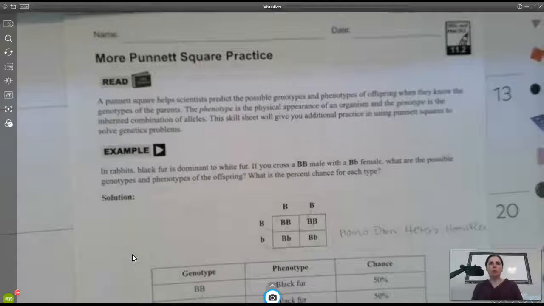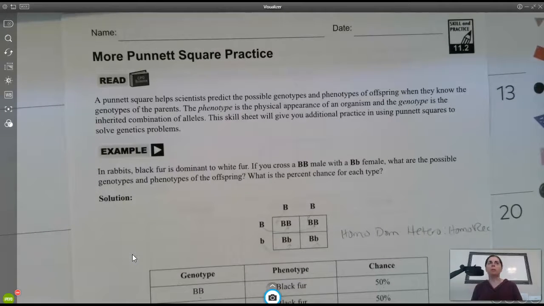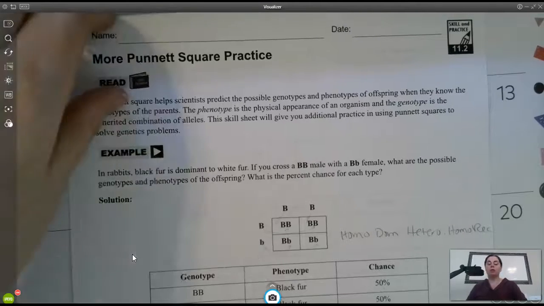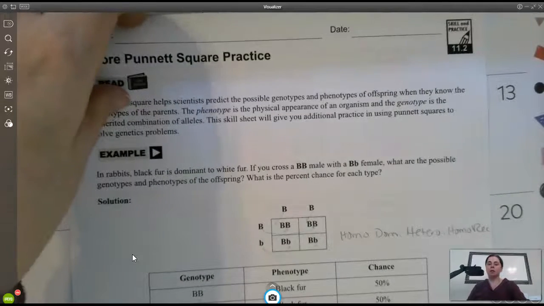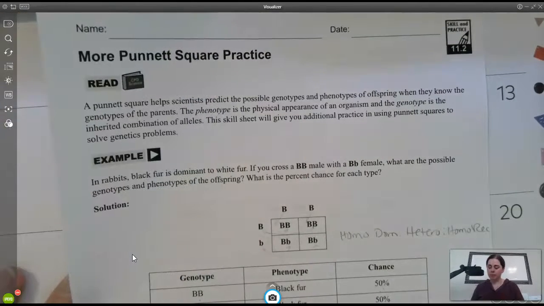Hey guys, so we're going to go over the more Punnett Square practice that I assigned on Thursday and Friday. Please make sure you review and correct your papers so that you are prepared for Tuesday and Wednesday when we begin our incomplete dominance and codominance Punnett squares. Okay, we need to have a really strong understanding about this.